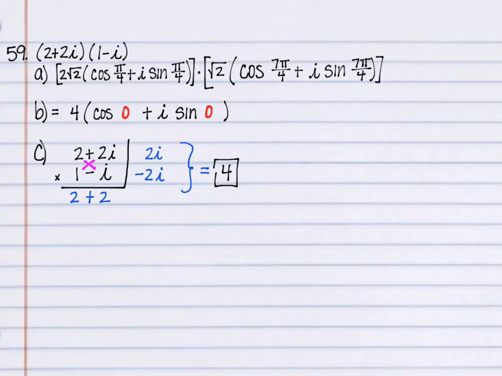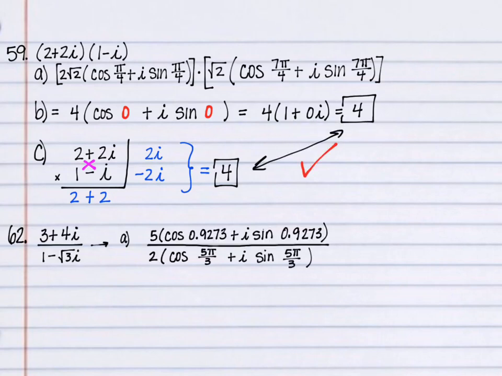And we're supposed to check that with the answer we have up here. So we're going to have to actually simplify this out. And of course, cosine of 0 is 1, and sine of 0 is 0. So we're going to distribute the 4, and we get 4, and lo and behold, it does check. They are correct.